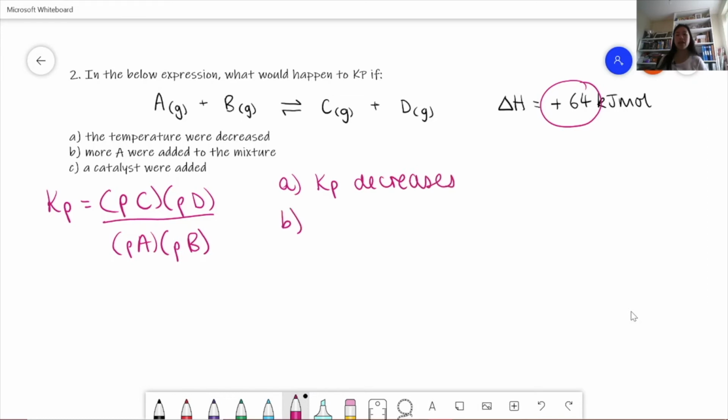And then for B, if more of A was added to the mixture. Now, the really important thing to remember about Kp is that only 2 things can change the value of it, and that's either the temperature or the pressure. And adding more A means that we're increasing the concentration of A, and so that means that it doesn't change.